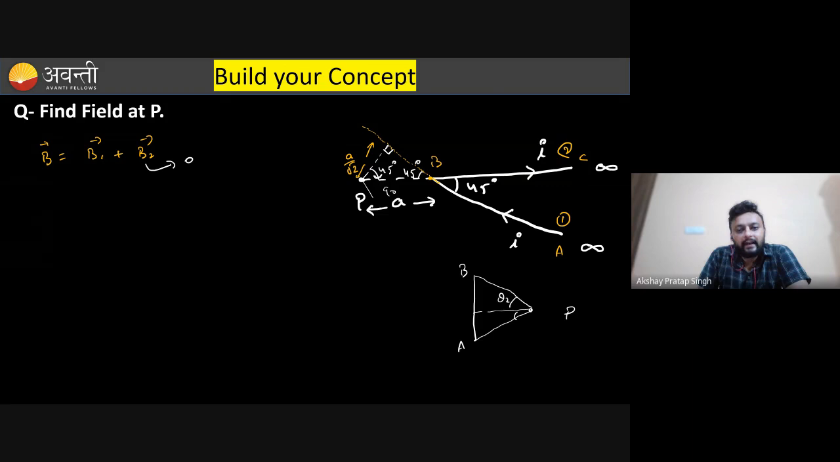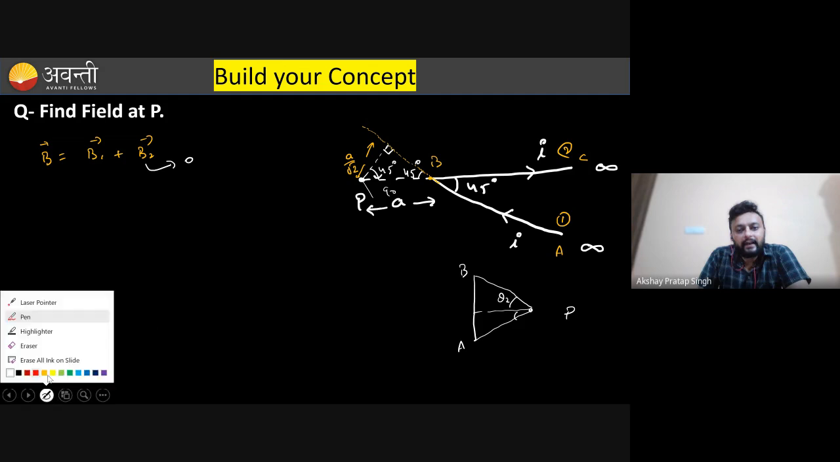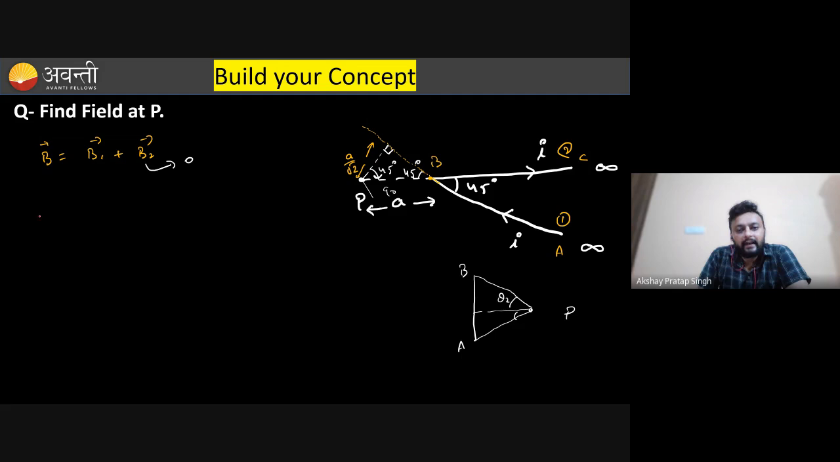And both these angles are clockwise. I'm just staying here for 2 seconds so that you can figure out how I have calculated the angle. So now you just need to put the limits. B2 is equal to mu naught over 4 pi I by A sine theta with the limits. What are the limits? 45 to 90 because all the angles are in the clockwise direction.